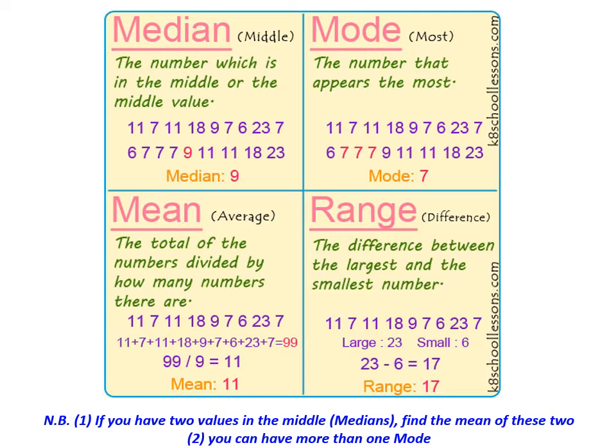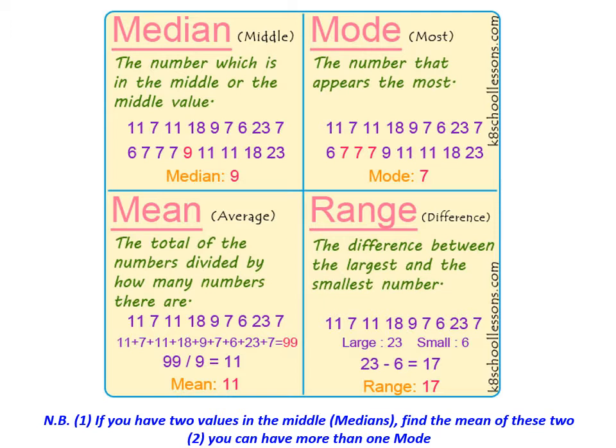What is the mode? The number that appears most. Of these nine numbers, the number that repeated most, three times, is 7. So the mode here is 7. We can have more than one mode. If two numbers appear most, we may have two numbers or three numbers according to the number of the values. If repeated, there will be more than one mode.